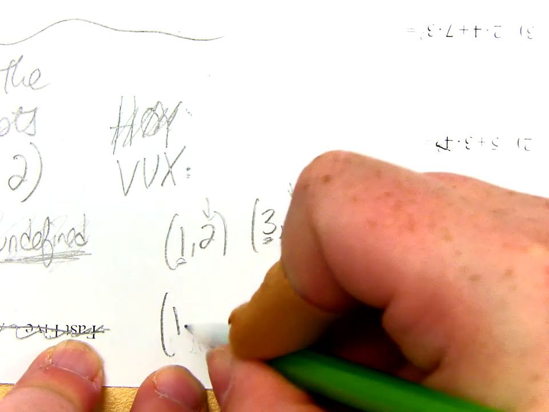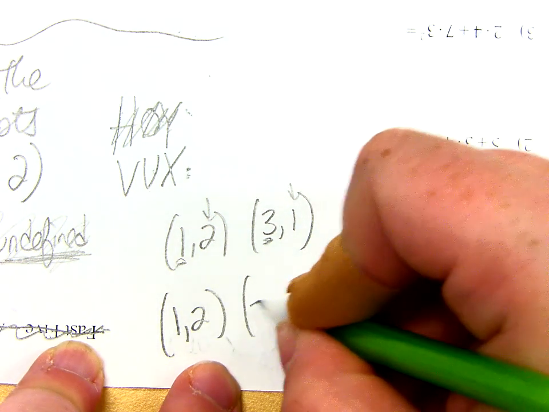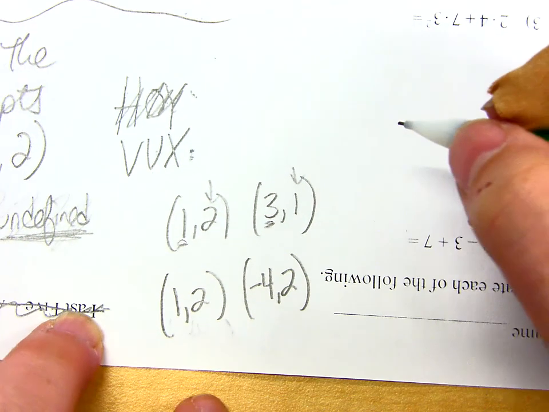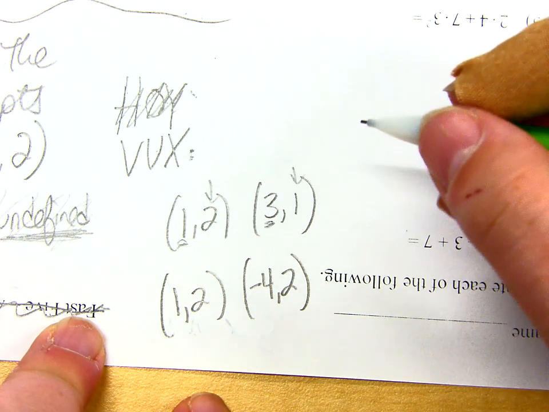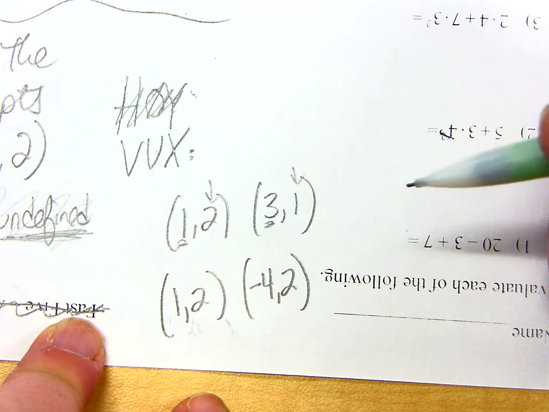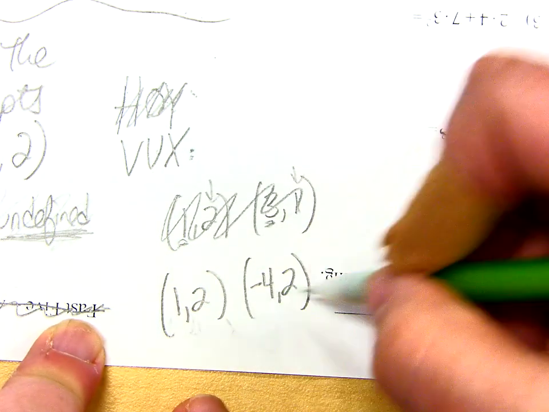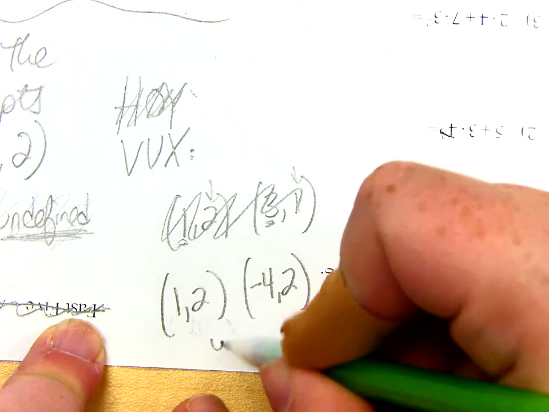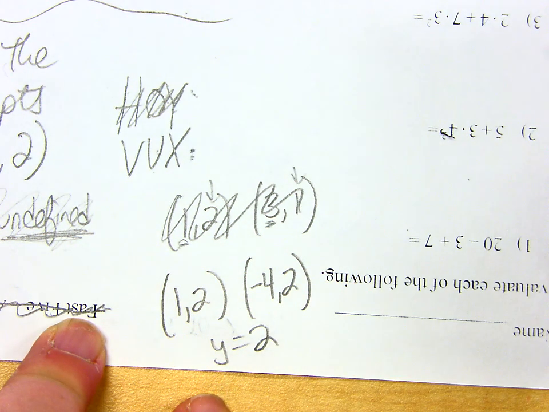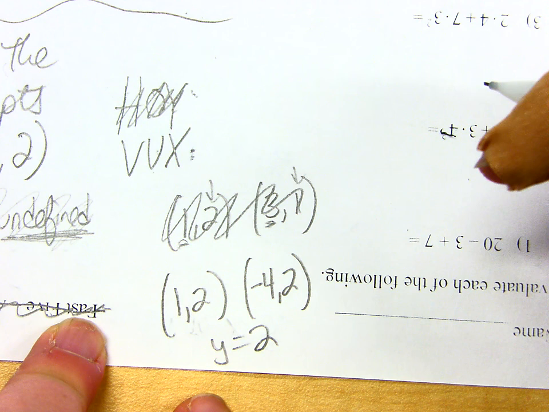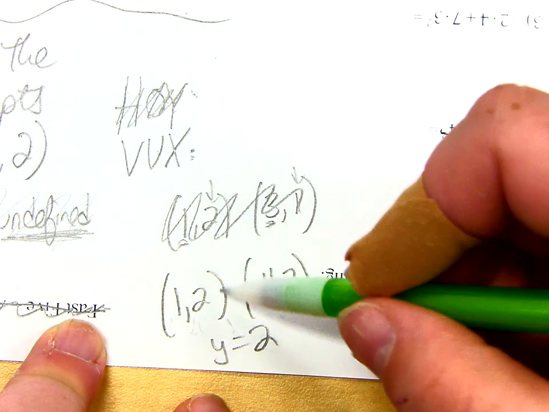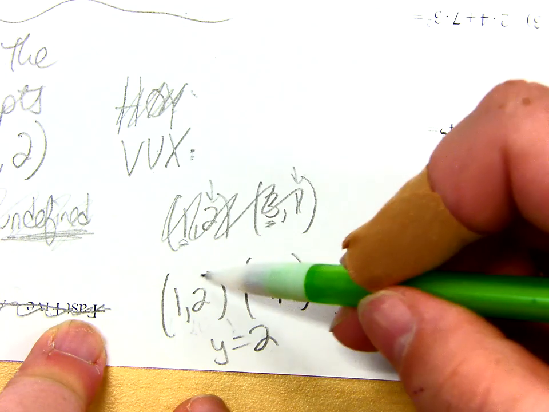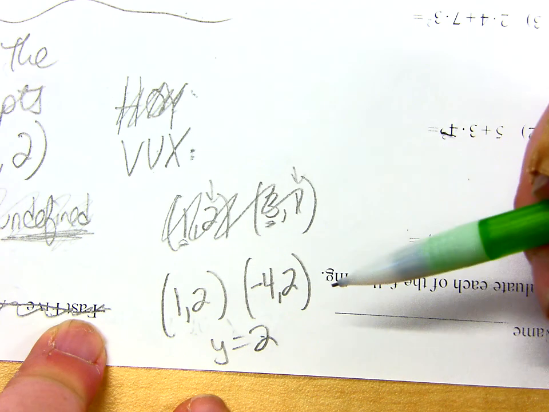But if you saw this, 1, 2 and, I don't know, negative 4, 2, you get to say, oh, I know the answer already. What is it? What's the equation of the line that connects these 2 points? Someone said it. Y equals 2. That's it. The Y's are the same, so that's my answer. I'm done. I don't even have to do the math out. So look for it because it'll save you a whole bunch of time if you notice that the X's are the same or the Y's are the same. And there's your answer.